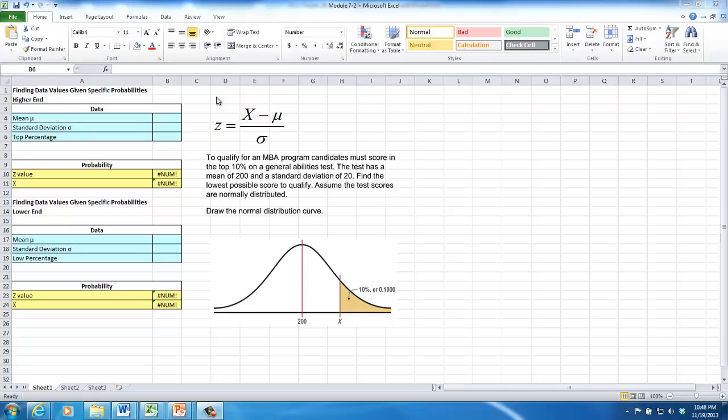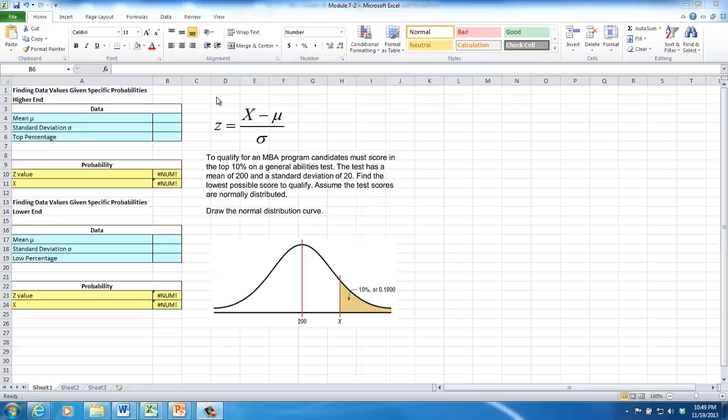Okay, now this time download module 7-2. This is the second type of normal distribution application problems. In this type of problems, the probability will be given and the question will be finding the x value. Like in this specific one, the question is what should be the lowest score to be on the top 10%.